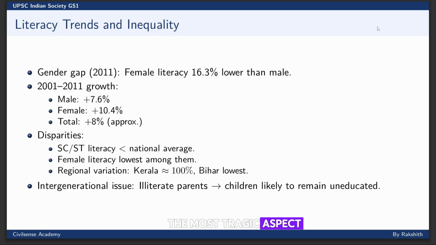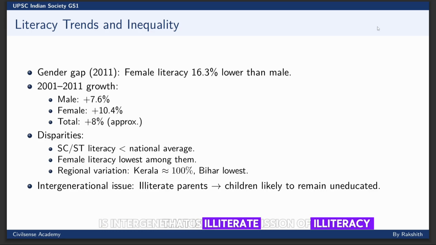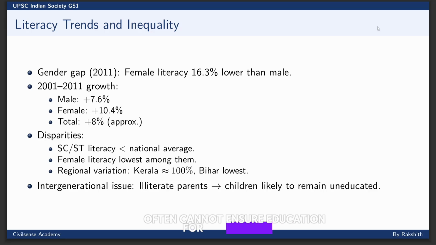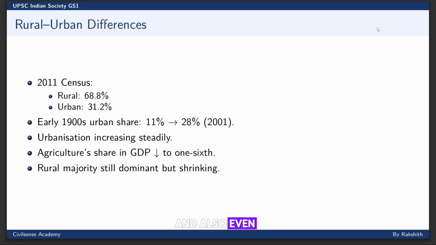The most tragic aspect is intergenerational transmission of literacy. That is, illiterate parents often cannot ensure education for their children. And also, even today, India remains largely rural with nearly 69% living in villages, but urbanization is increasing steadily. This shift is transforming livelihoods, consumption patterns, and social relations.